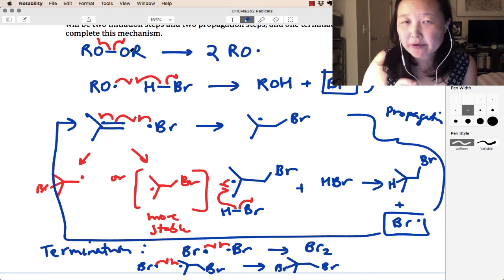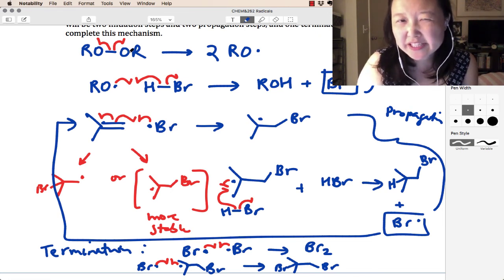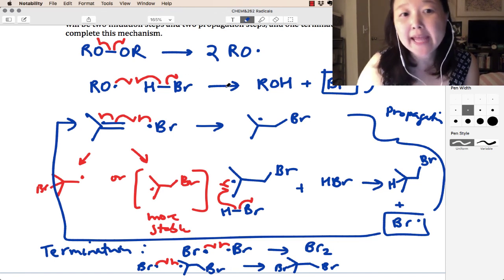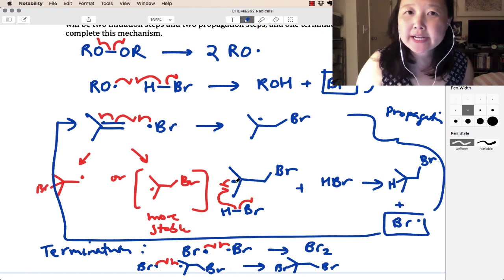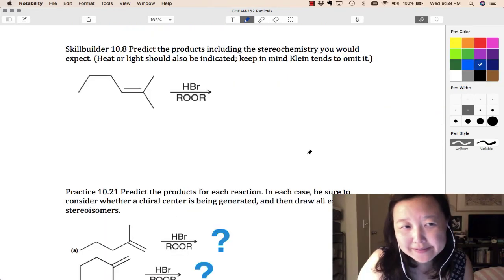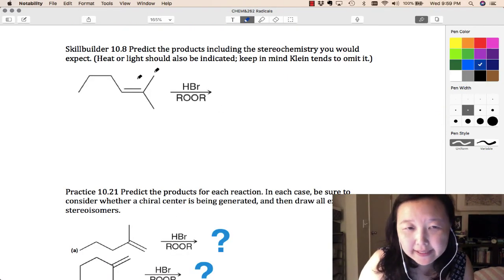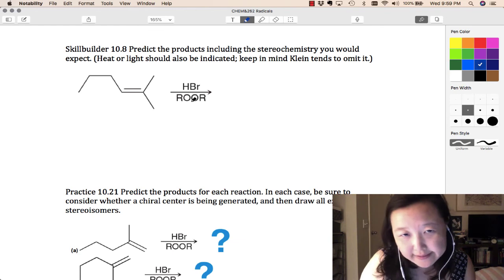So as long as we keep the peroxide down in concentration, you're going to have less bromine radical than HBr. And remember, it's HBr that adds to this radical. So you try to keep HBr high and Br radical low. Okay, so let's try a practice problem. We've got this alkene and HBr and peroxide.